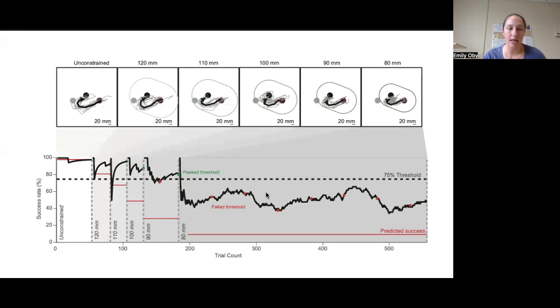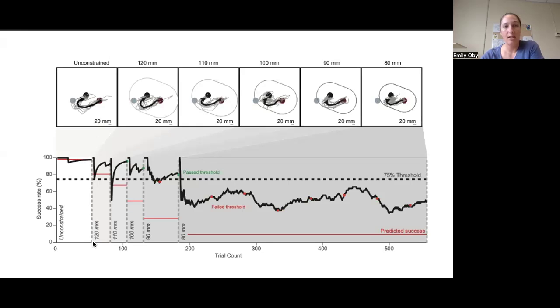Just to give you a slightly higher level view of what an experimental session looks like, along the top here, I'm showing some individual trials in the light gray, and the average of successful and unsuccessful trials in the black as we decrease the size of the boundary. And you can see how that is affecting the success rate along the bottom here.